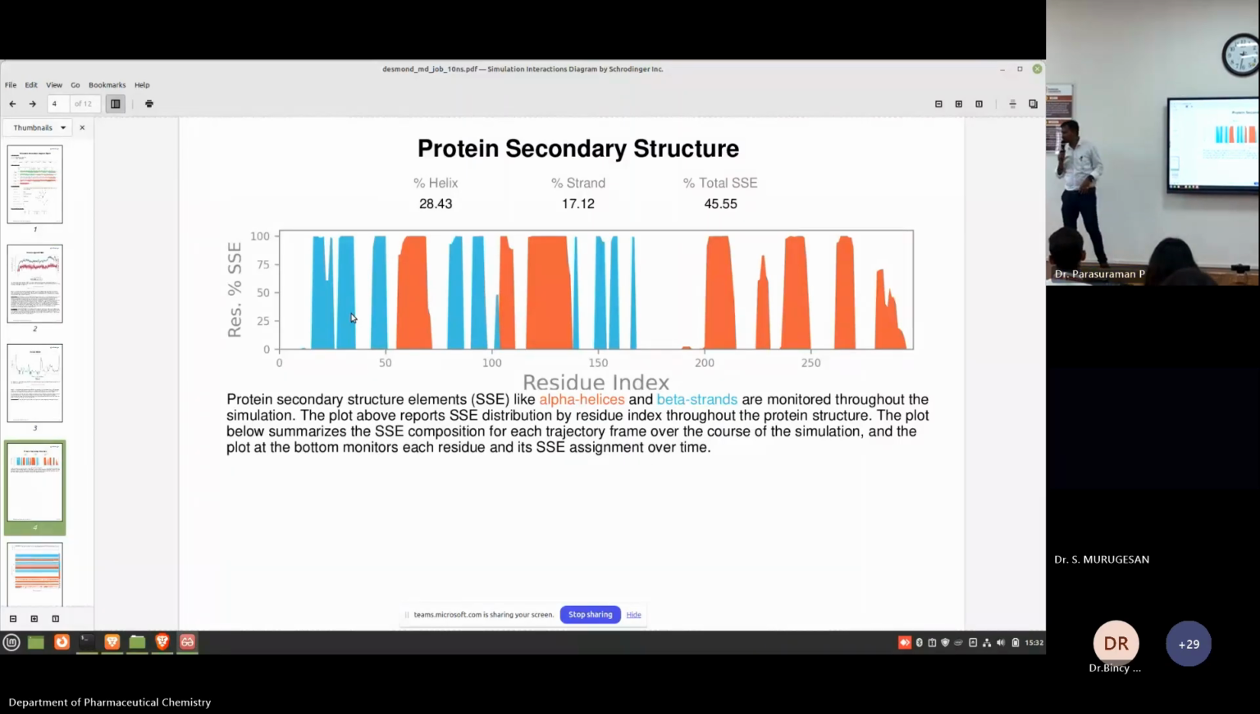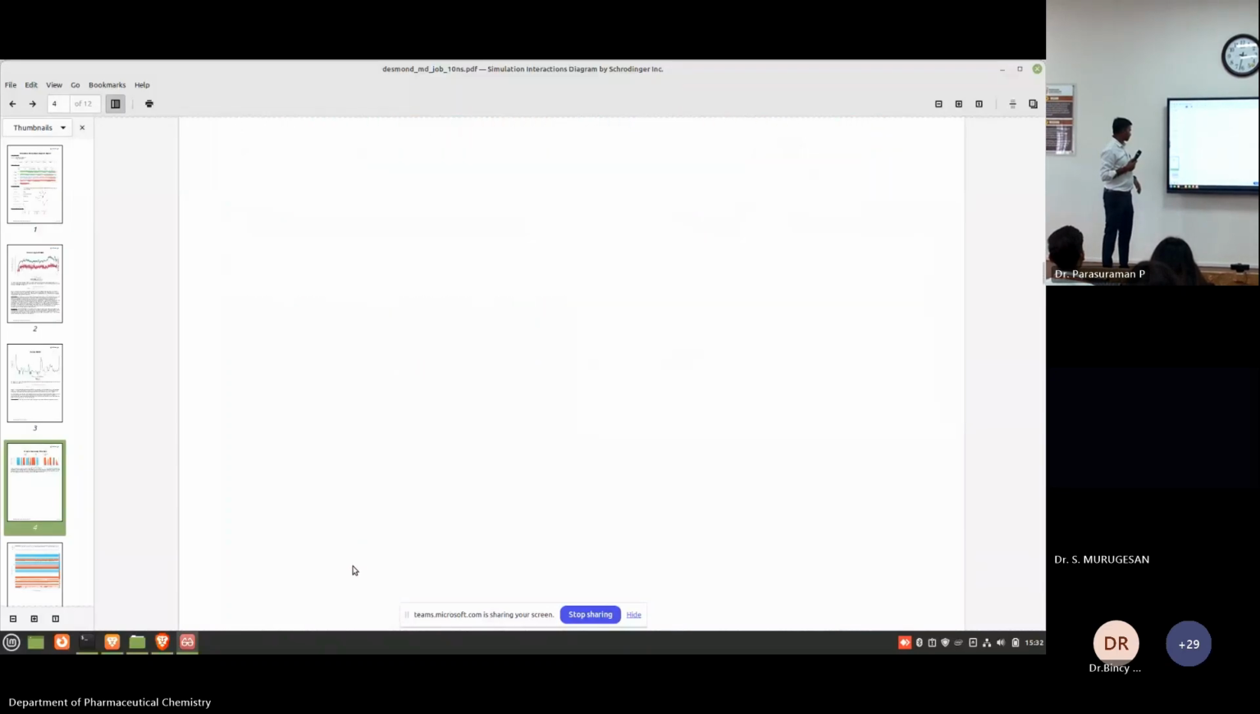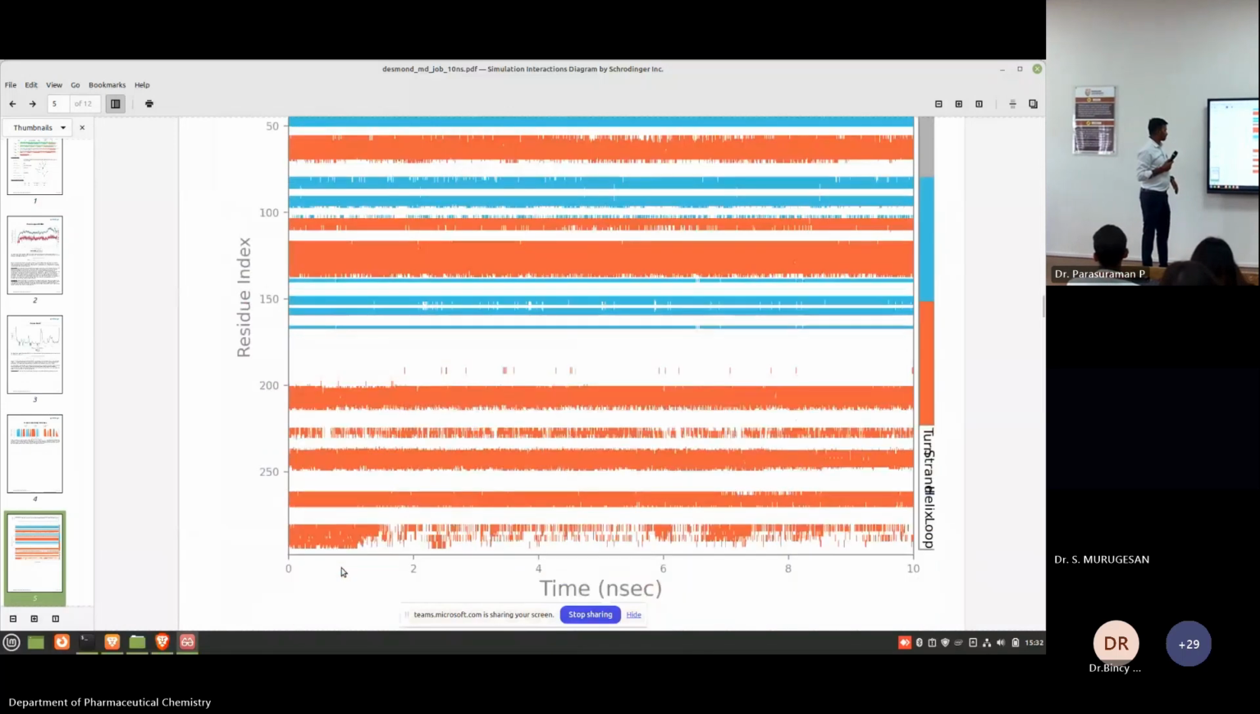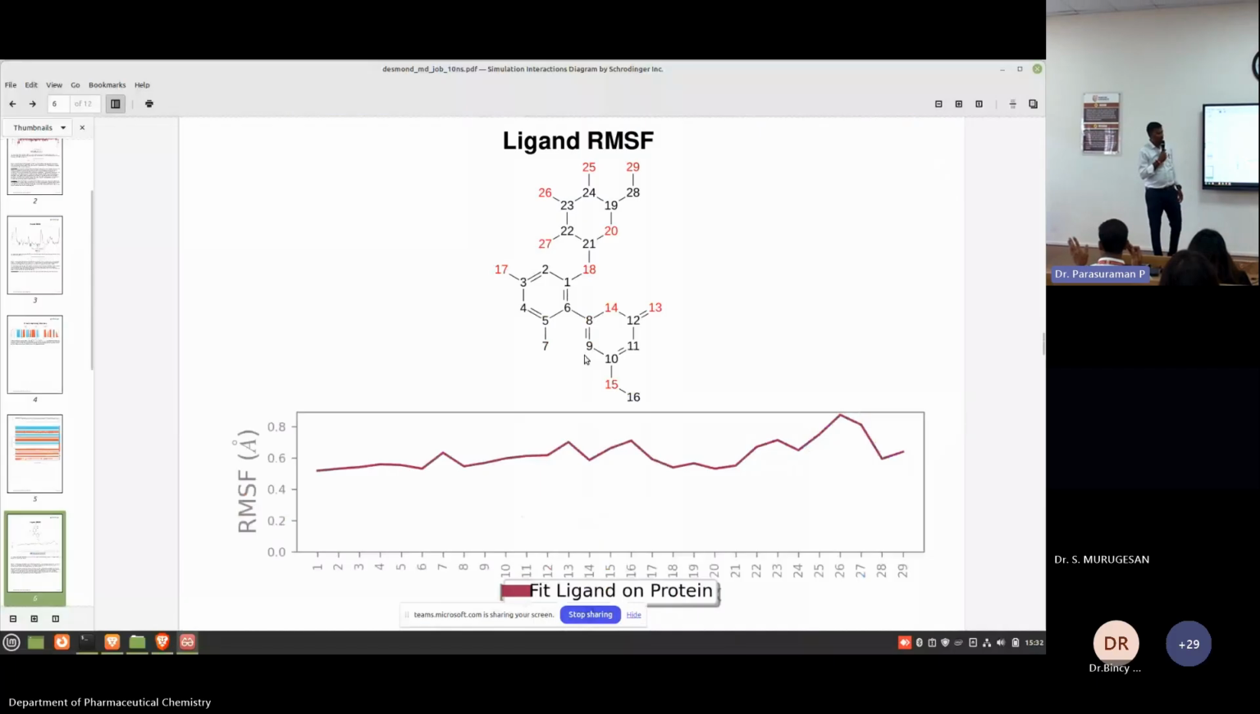Scroll down. Yes, one minute. Not only for the protein structure, even for the ligand structure we can calculate the root mean square fluctuation, whether the ligand has fluctuated or not. Indirectly, the results will be reflected in the torsion, the last slide. That will be there. Next.